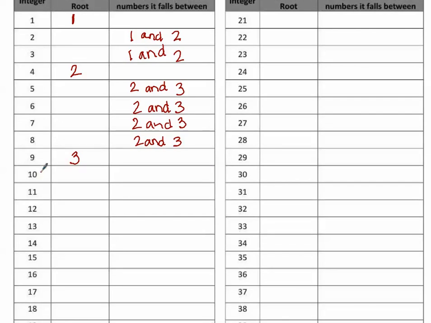If I look down my list, my next perfect square is going to be 16. The square root of 16 is 4. So all these numbers, 10, 11, 12, 13, 14, and 15, are going to fall between 3 and 4.